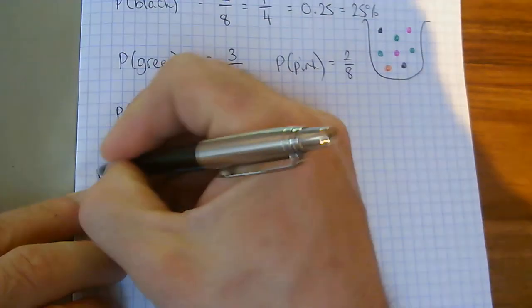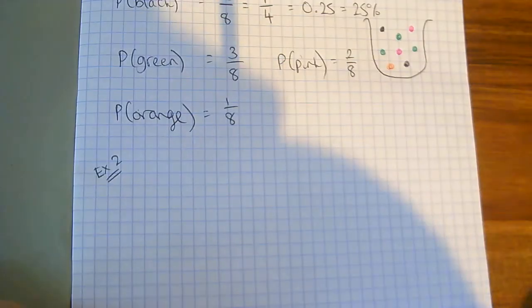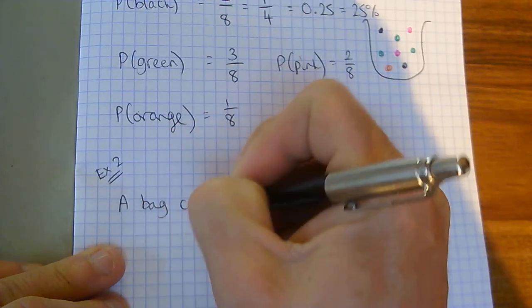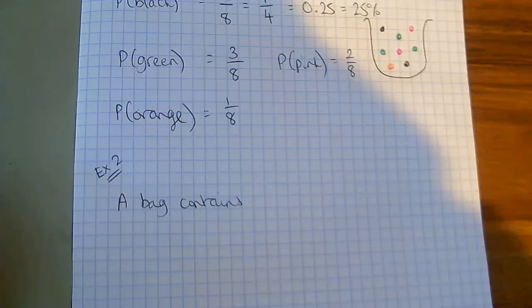Let's move on to our second example this morning. So we're going to have a wordy question this time. A bag contains counters. And again, if you're writing notes in a book, these are good notes to write just like you would in class.